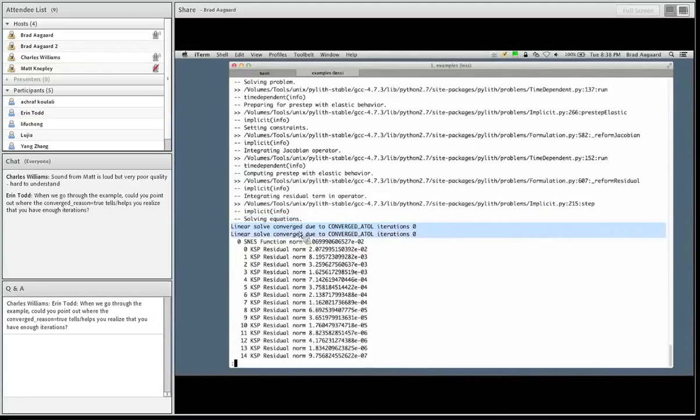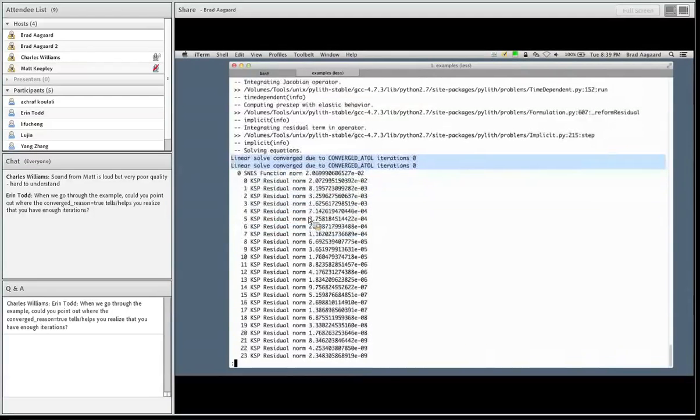Then we see these two linear solves converge due to absolute tolerance at iteration 0. So this is our friction KSP converged region equals true. Then we're going through the SNES. Here's our main solve where we have SNES, then an indentation, and then the KSP. So our nonlinear solver iterates, and at each iteration it calls a linear solver.